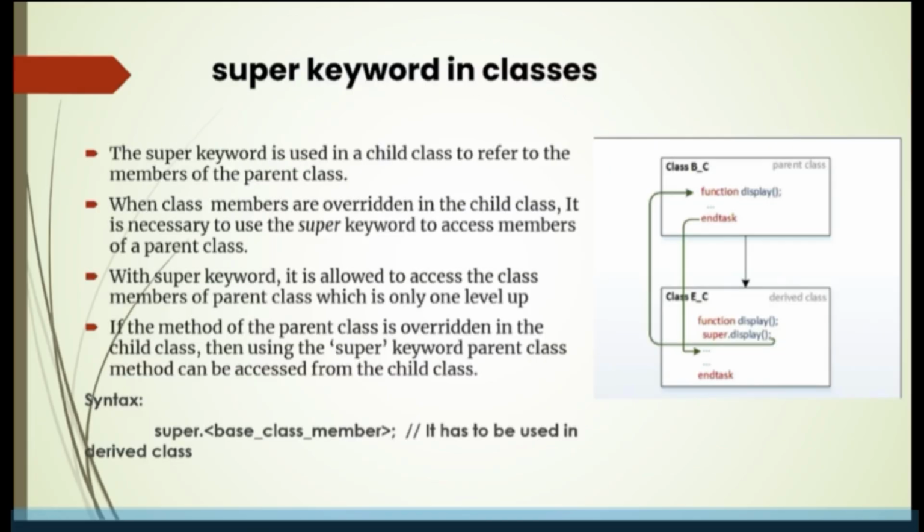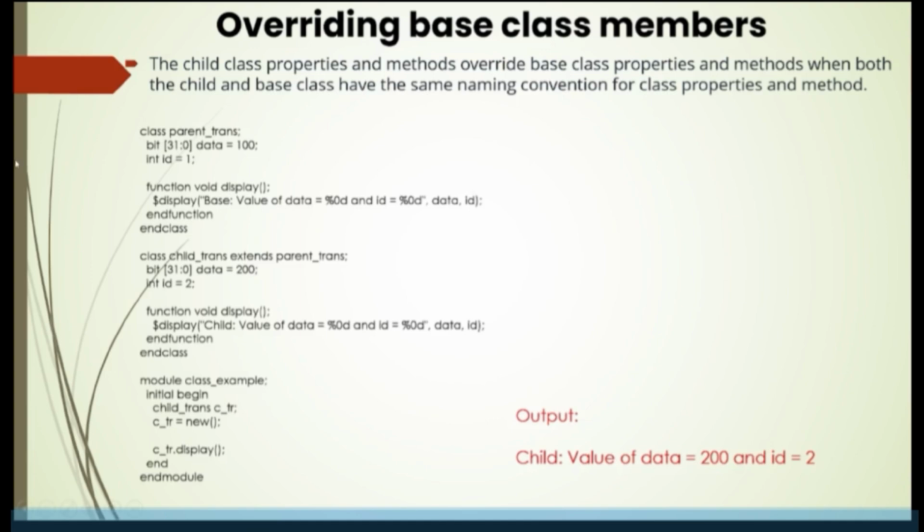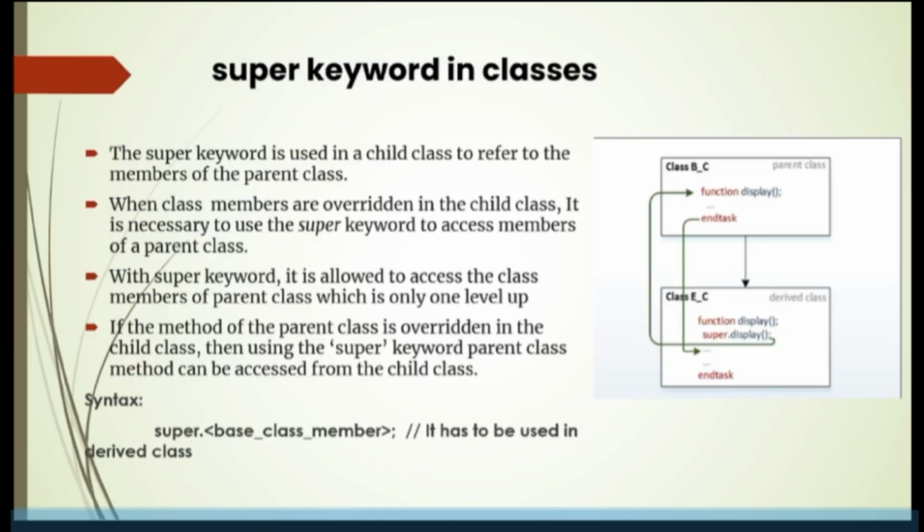Now, if you see the same example here, I have overridden the data and id value from 101 to 202 by using this overriding property. But even though I have overridden it, if I want to see the values in my parent class, how is that possible? Even though I have overridden it in my child class, I want to see what values are held in the properties of my parent class. How can I do that?